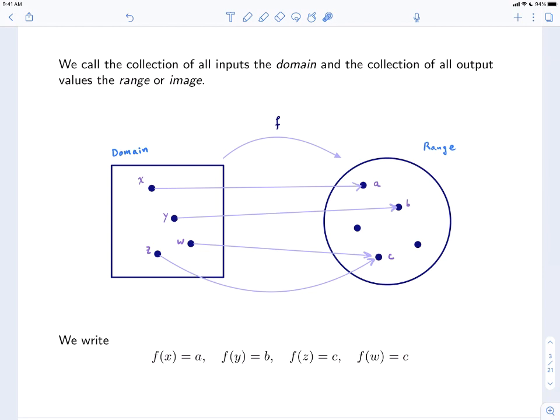The function is a rule. For every x in the domain, for every point in the domain, there's exactly one output, which we're calling A in this case. So we write down f at x is equal to A, f at y is equal to B, f at z is equal to C, and f at w is equal to C as well. Again, it's okay that these two inputs give you the same output. The way we read this is f at x, which is shorthand for saying f evaluated at x. It's also normal to say f of x.